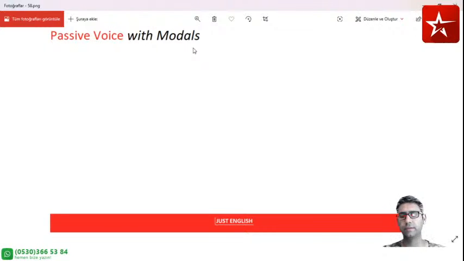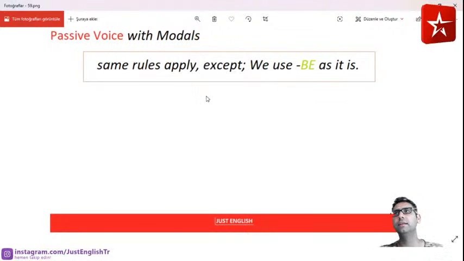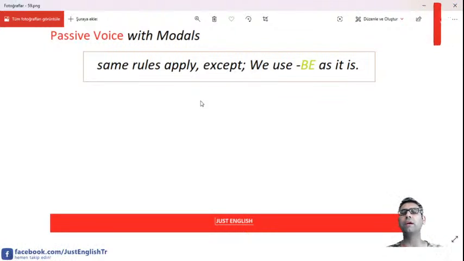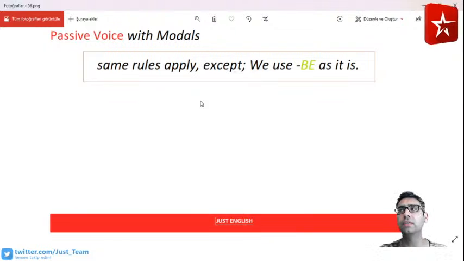Okay, let's see. How do we do it? It's basically the same rules apply to the passive, to the modals, except we use be. I mean the actual be. It's not to be, it's be, okay?